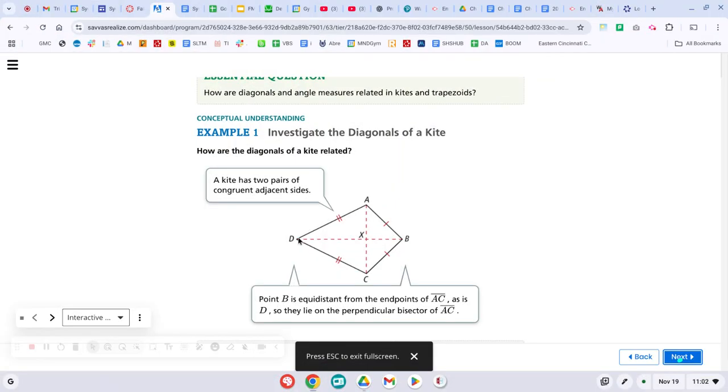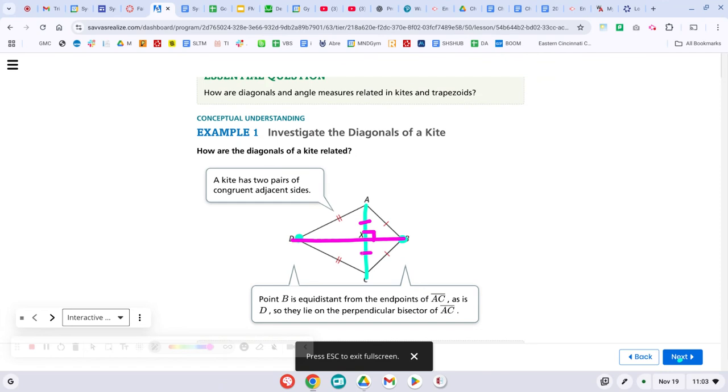Would you say that D is equidistant from A as it is from C? So here's what we learned a couple of units ago. If two points, in this case B and D, are equidistant from the endpoints of a segment, then those two points determine the perpendicular bisector of that segment. Okay, so that tells us that in a kite, one of the diagonals perpendicularly cuts in half the other one.